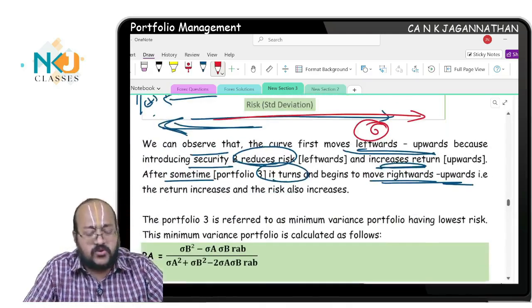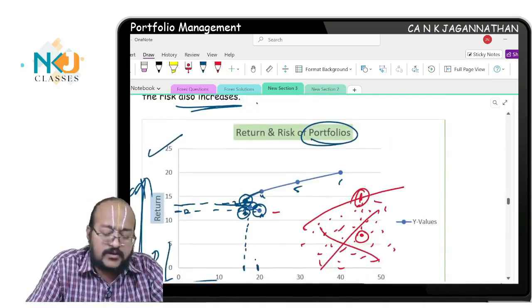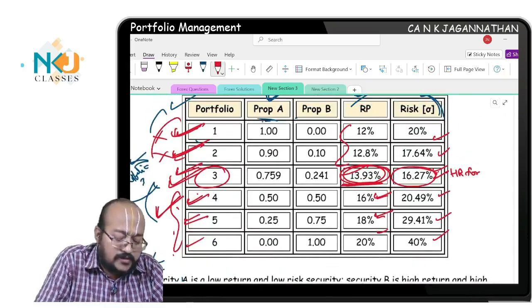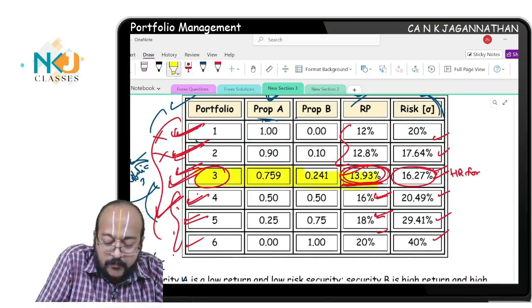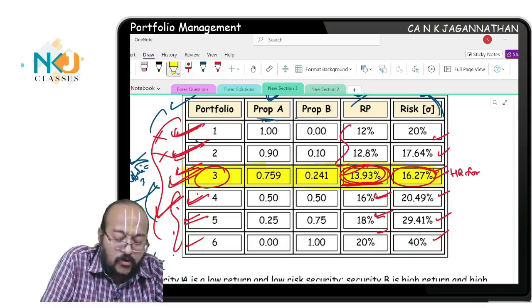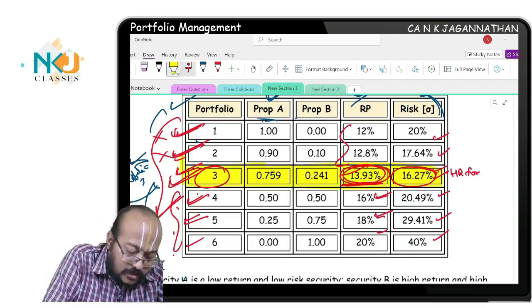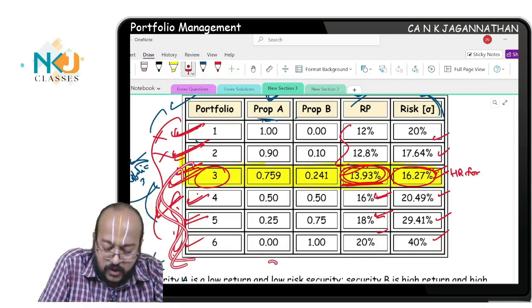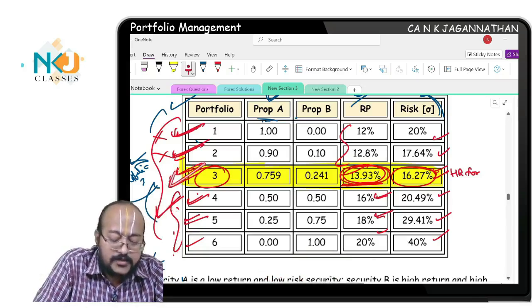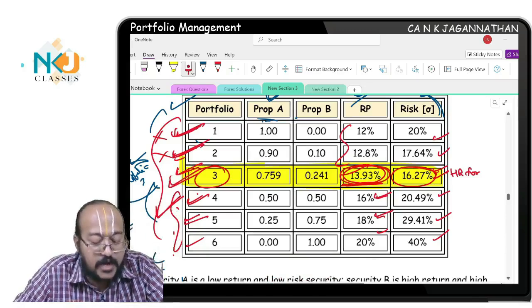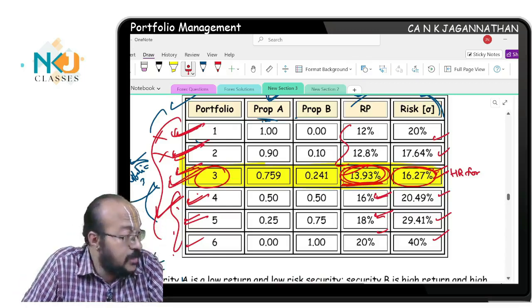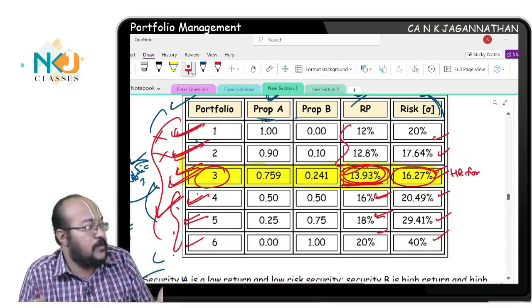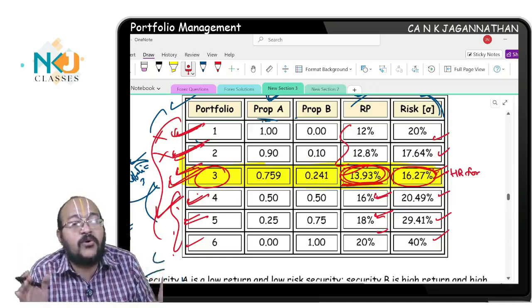In the regular lecture we used to discuss all these things. So, a one line summary of the entire discussion. I construct a portfolio in 6 different proportions. Out of these 6 different proportions, this is called the optimum portfolio. This is my optimum portfolio. Even though all these securities 3, 4, 5, 6 are efficient, my optimum portfolio is portfolio 3, whereby I put 75.9% of money in security A and 24.1% in security B. This is called the optimum portfolio as per Markowitz.